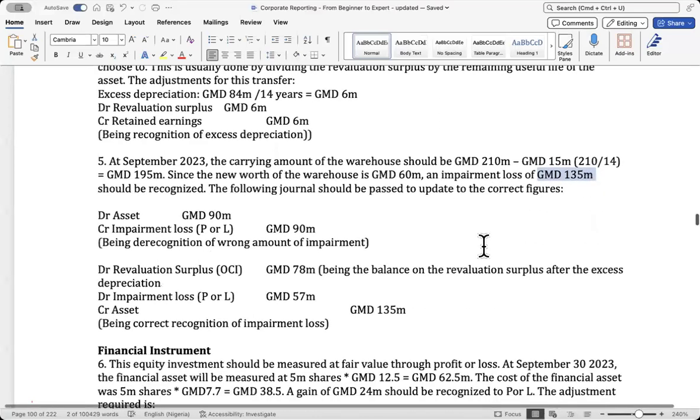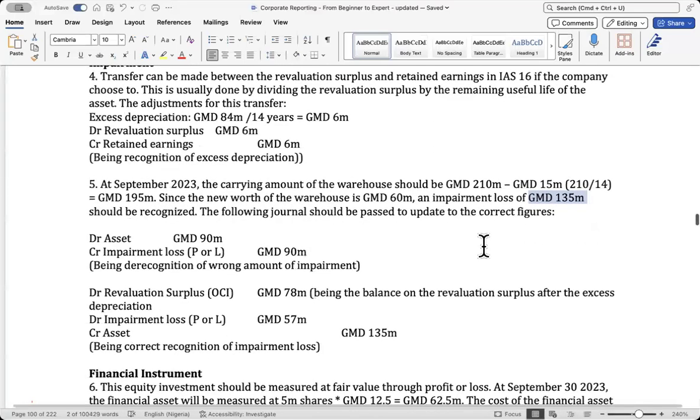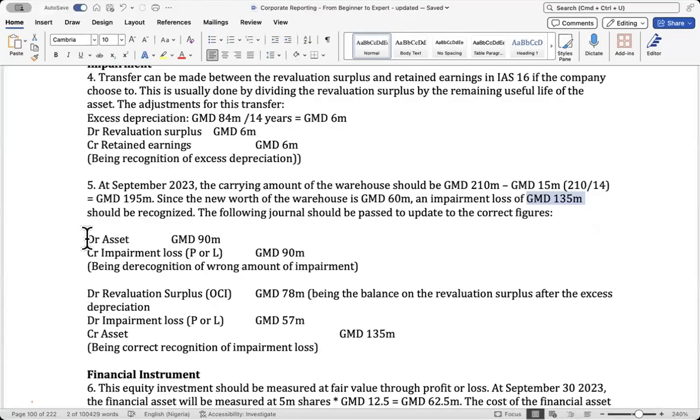So because this one has a lot of things around it, the first thing I did is that 90 they recognized, I de-recognized it. I reversed it. Because ordinarily impairment loss, they will have debited impairment loss and credited assets. That's double entry for impairment. I reversed that just to nil off that 90 they have done initially. I debit it back to asset, I credit P&L back first.